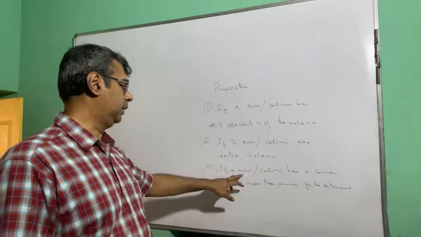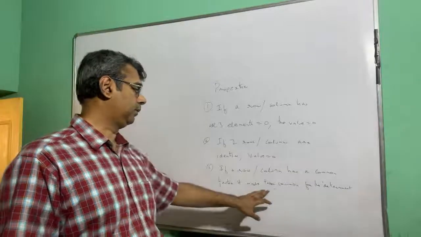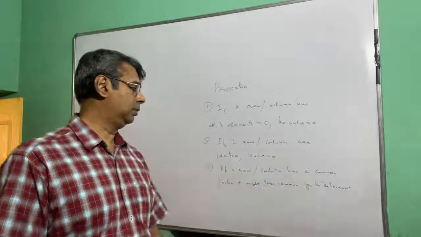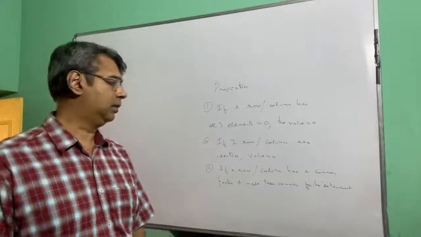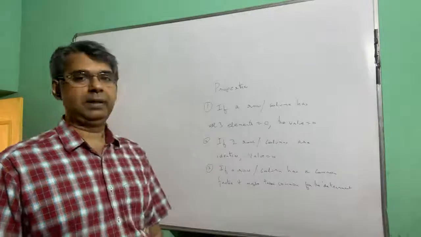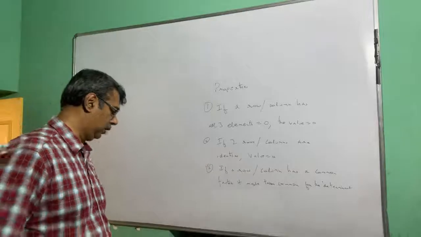Property number three, if a row or a column has a common factor, it may be taken common for the entire determinant. So if there is a row or a column in which there is a common factor, then you can take that factor common for the entire determinant. Right. So now let's have a look.